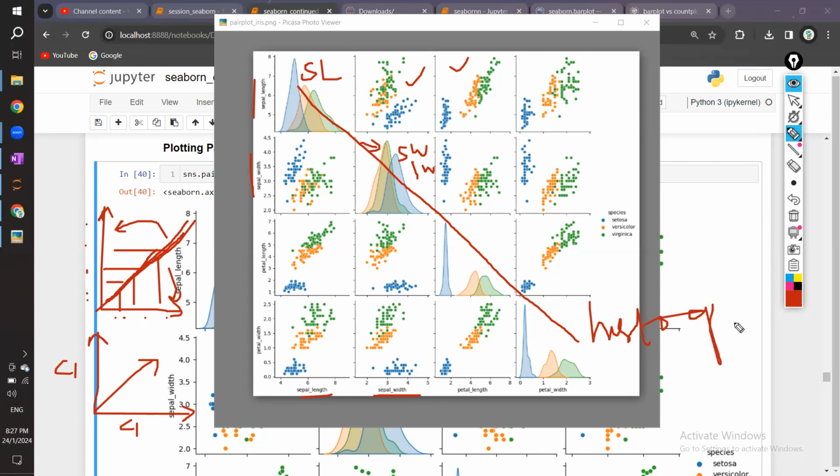Okay, it uses a histogram. A histogram is basically what? It's a univariate analysis. That means it will just give you the distribution of that particular column. At least that will be helpful instead of a scatter plot. So that's why, if you see over here, you have the diagonal part.